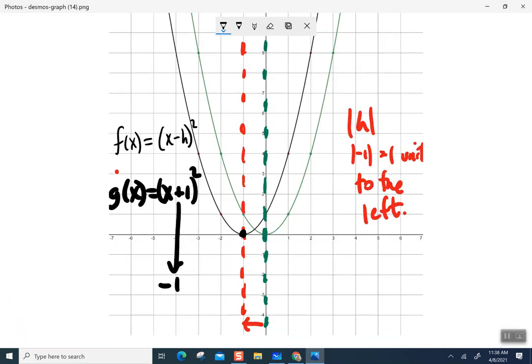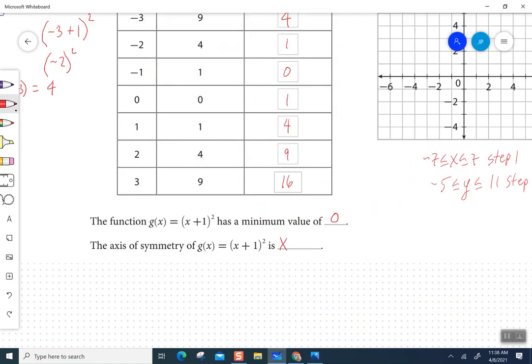Now, where did my axis of symmetry move to? Remember, axis of symmetry is an x value that the axis of symmetry cuts through, and this one looks like it's cutting through -1. So I come over here and I say x is equal to -1.